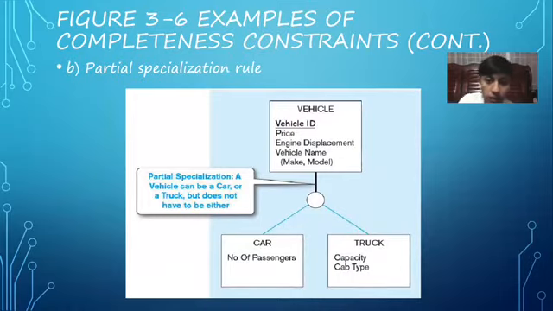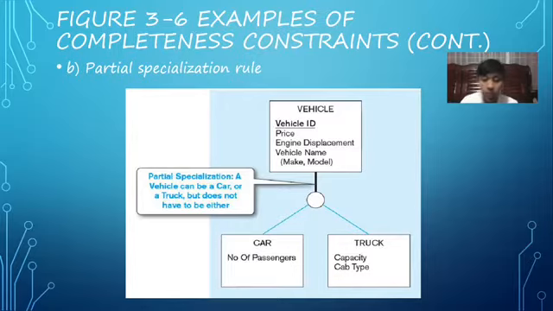For example, a motorcycle is a type of vehicle, but it is not represented as subtype in the data model. Thus, if a vehicle is a car, it must appear as an instance of a car. And if it's a truck, it must appear as an instance of a truck. However, if the vehicle is a motorcycle, it cannot appear as an instance of any subtype. This is an example of partial specialization.